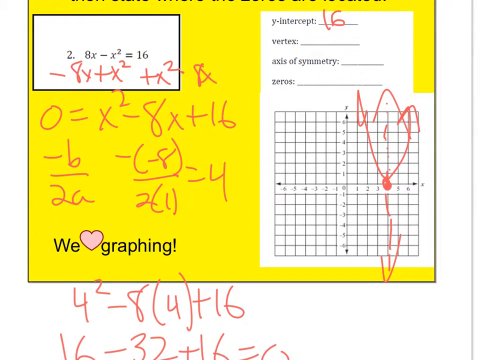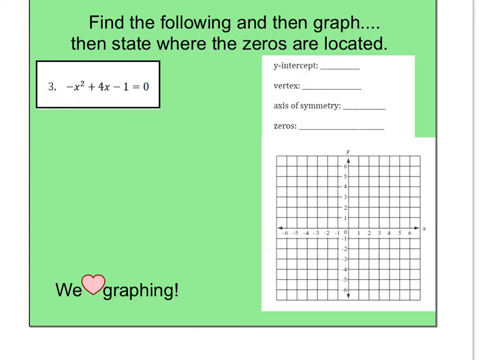So the vertex is going to be at 4, 0. The axis of symmetry is going to be at 4. And my 0 is also going to be at 4, because that's where I cross the x-axis. That's this right here. That's my 0. That's what I'm looking for.